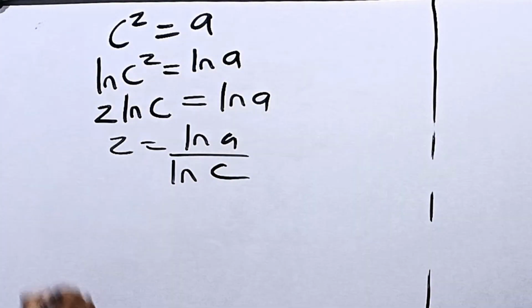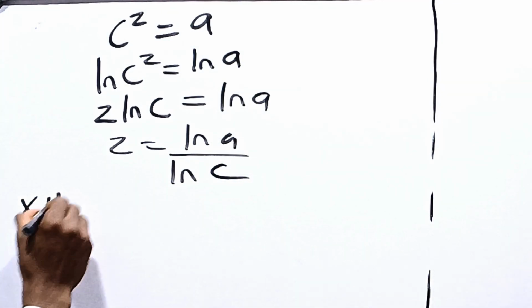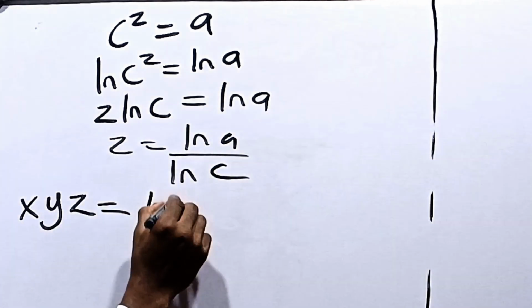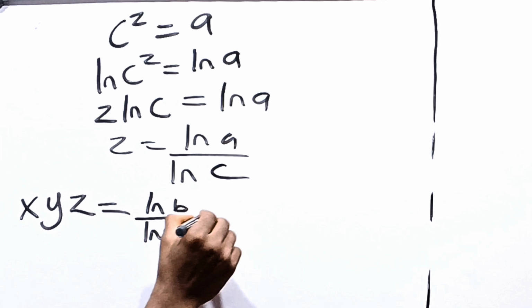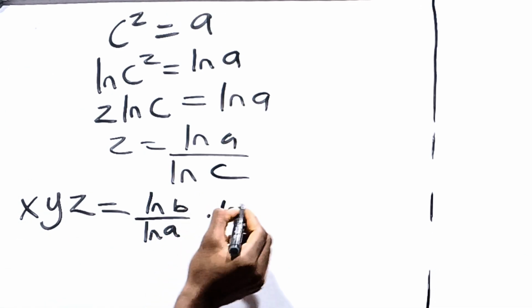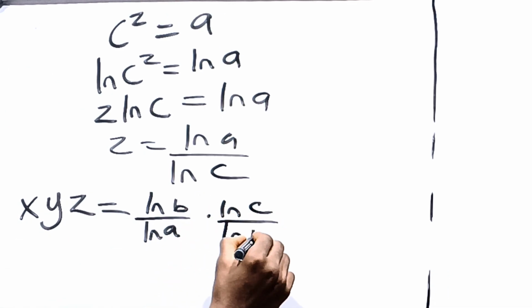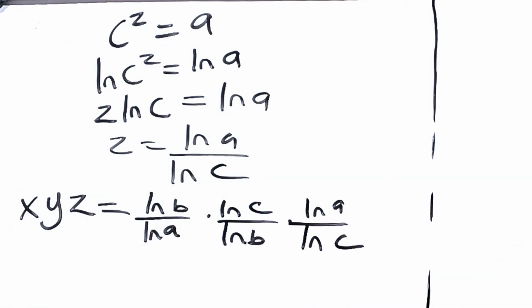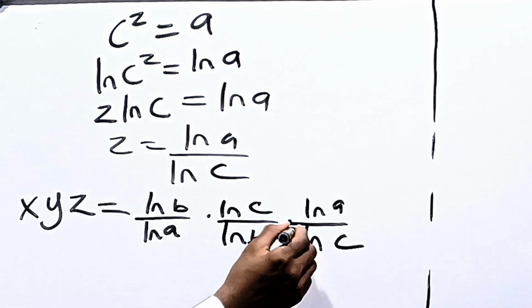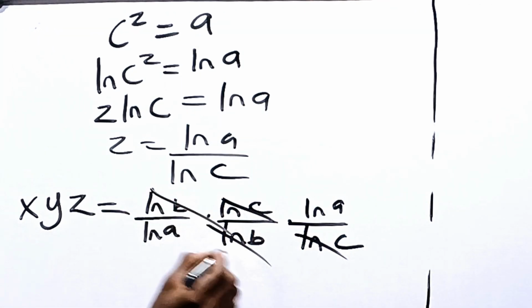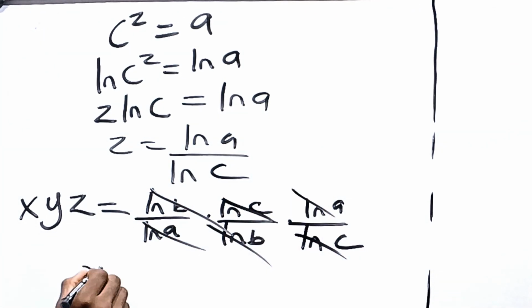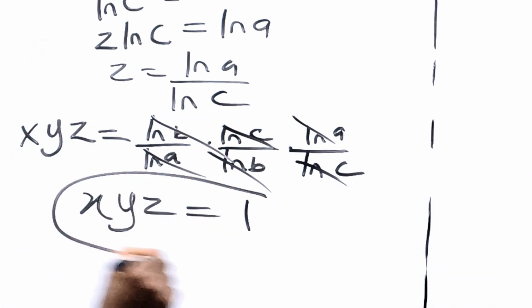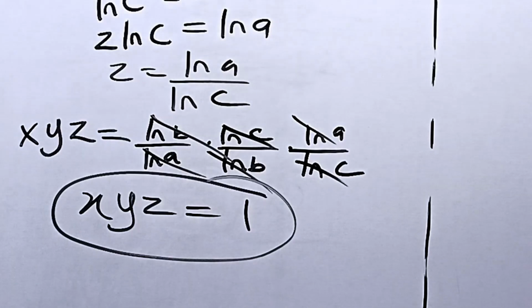Okay? Hence now we have that our x multiplied by y multiplied by z is equal to, x is what? Ln of b over ln of a multiplied by ln of what? C over ln of b multiplied by ln of a over ln of c. Okay? Now, ln of c strikes ln of c, ln of b strikes ln of b, ln of a strikes ln of a. So we have x, y, z is equal to 1. This becomes the final answer to this question.